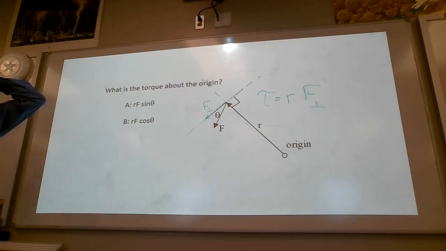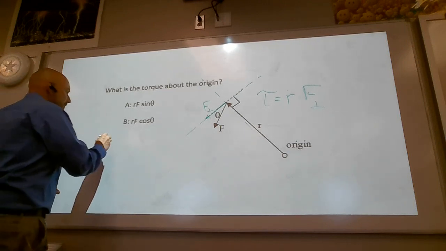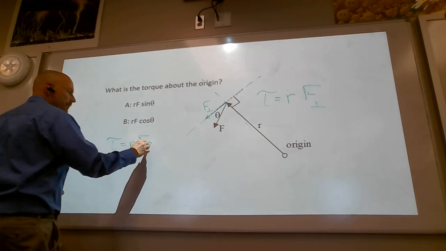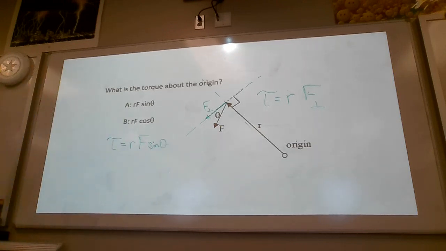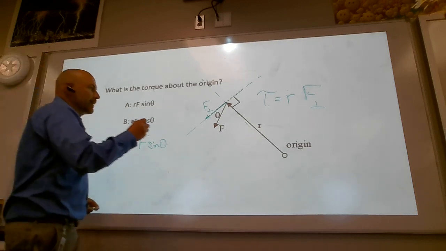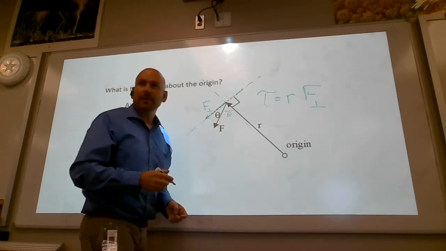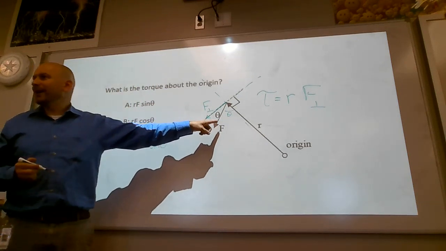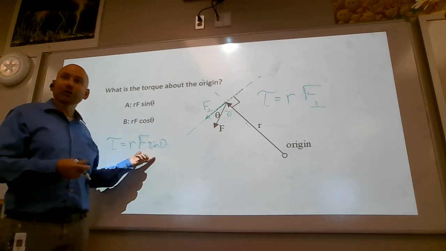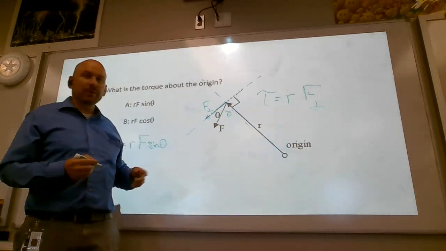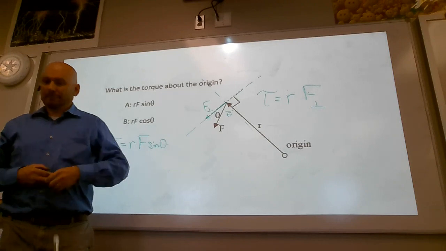Here's the catch. A lot of times in textbooks, you're going to see this. They'll say r F sine theta. I hate this equation for this reason right here. They're not wrong, but the detail is the angle has to be between the radius and the force vector for this to be right. But if they throw a curveball at you, like, hey, here's theta, okay, I'm just going to stick it in here. Aren't wrong. So use your brain. Don't just memorize equations. Good with that?